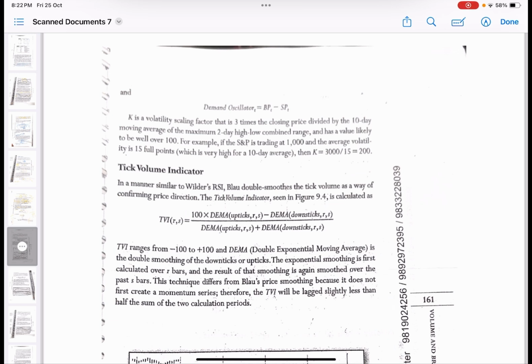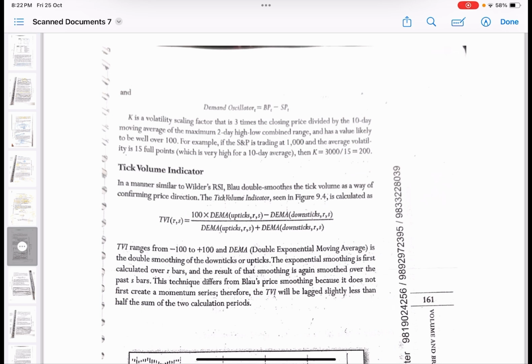Now let's go and see what's tick volume indicator. Tick volume indicator is basically similar to RSI, just like how we saw what RSI was in the previous chapter. It is very simple, but Blau double smooths the tick volume as a way of confirming the price direction. So the values are just double smoothed. Instead of smoothing it just once, they are smoothed twice.